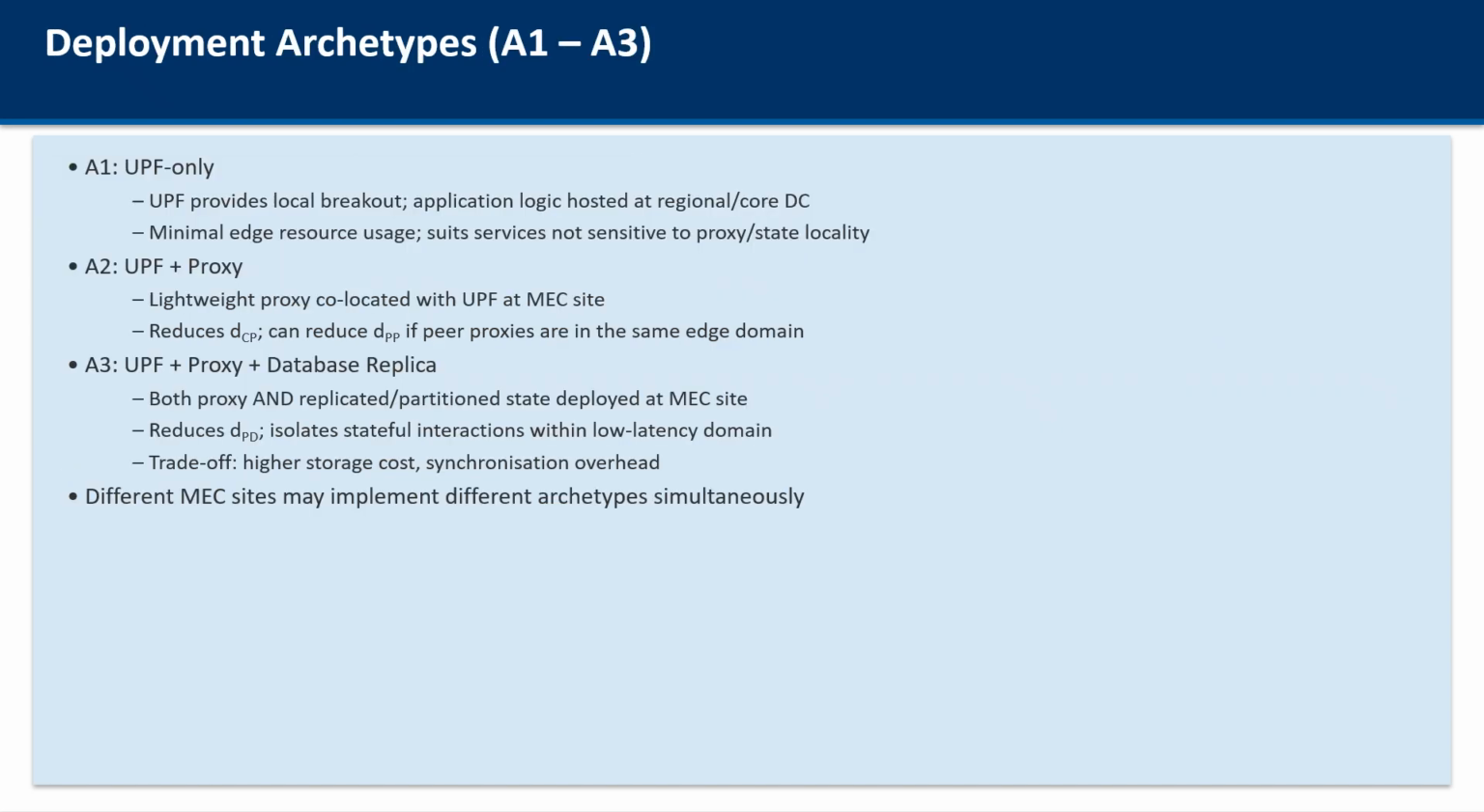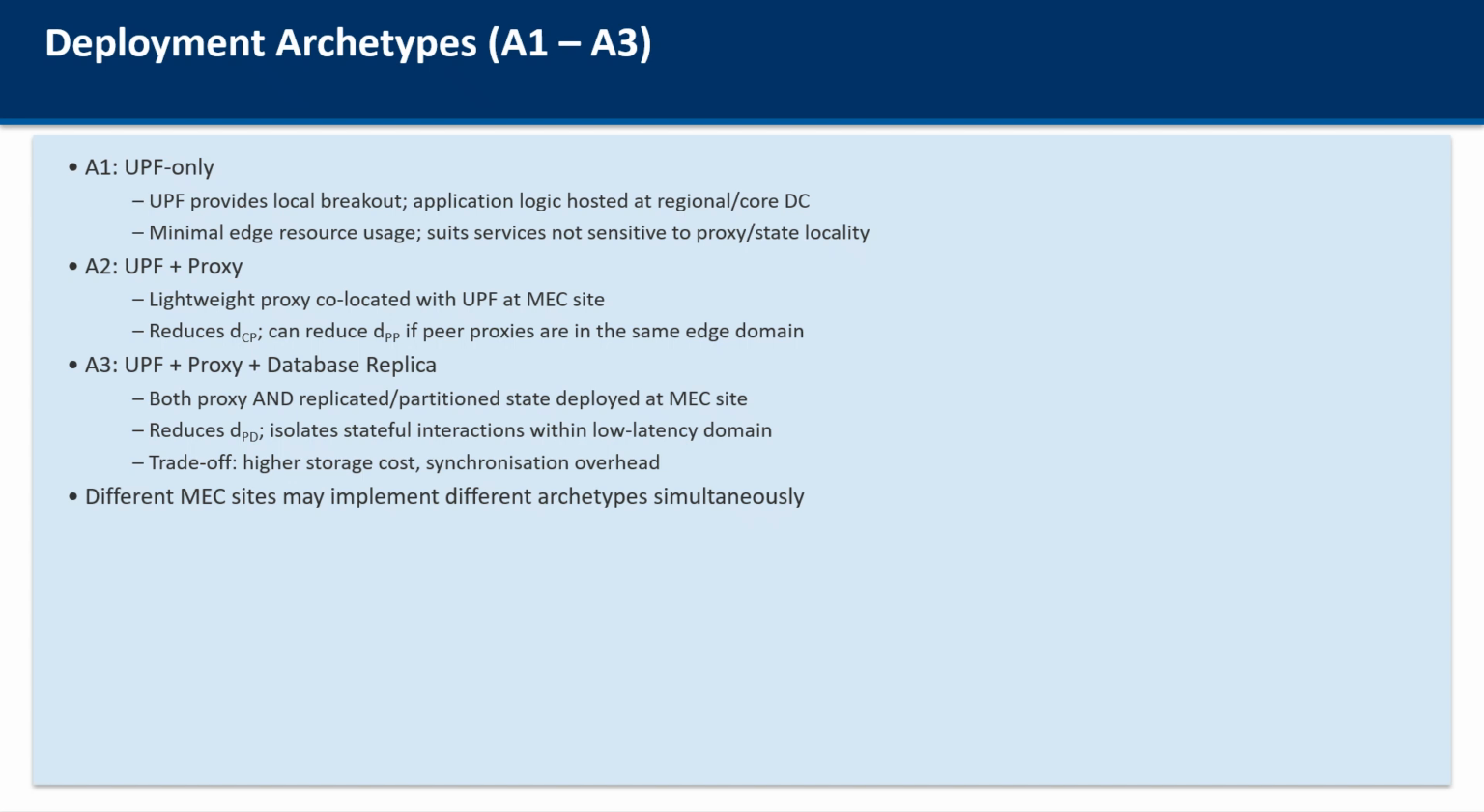We identify three canonical deployment archetypes that correspond to progressively richer edge footprints. Archetype A1 is UPF only. The user plane anchor is at the edge, but application logic remains centralized. This is the current default for many deployments.